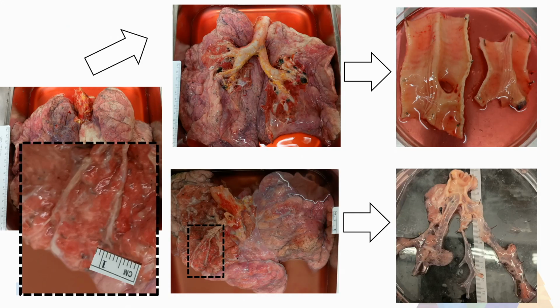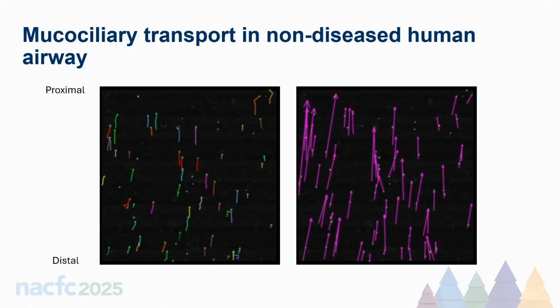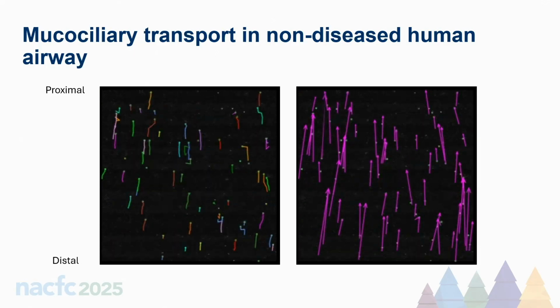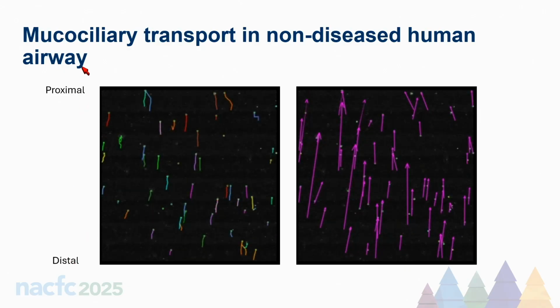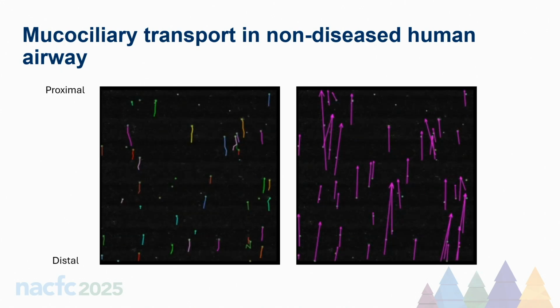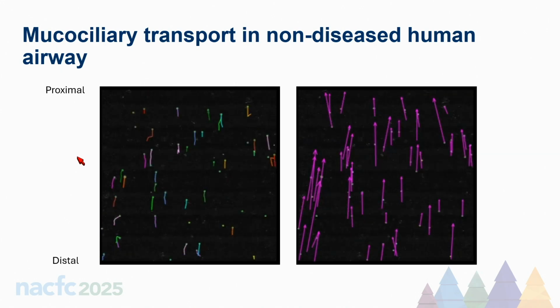And so what do we see? In this tissue that reportedly is non-diseased human airway, we see particle transport going from distal, bottom, to proximal, top. And this is what we would expect. Again, you want to sweep out, get rid of all that particulate. So this is normal airway, quote unquote normal.